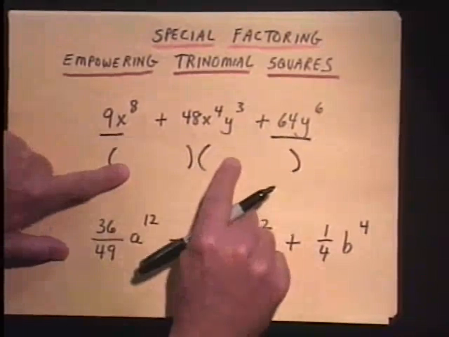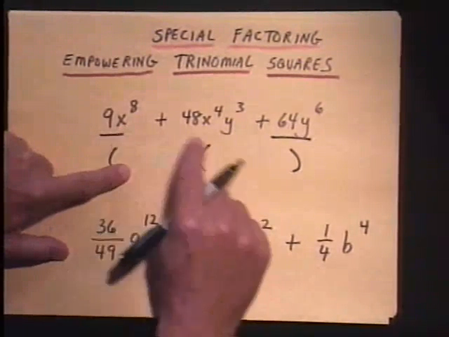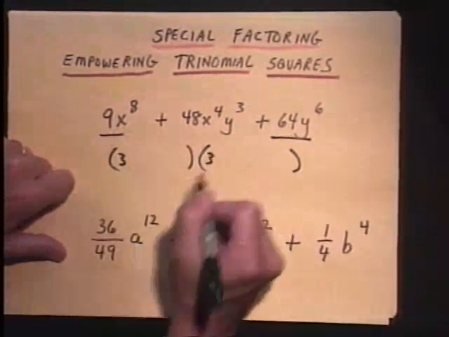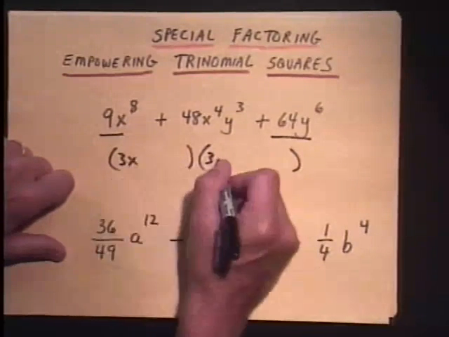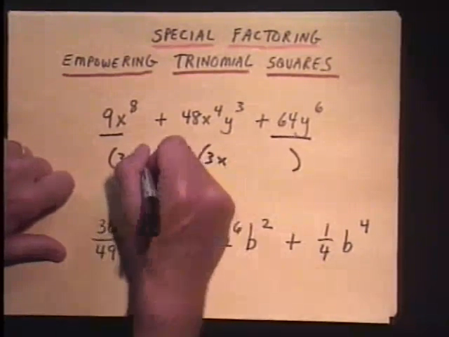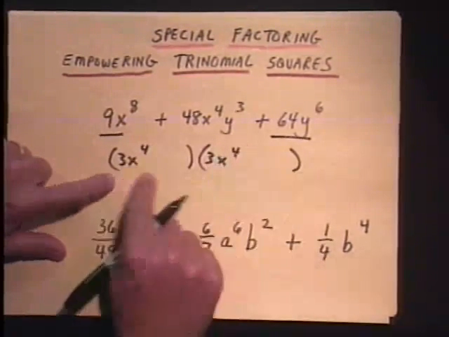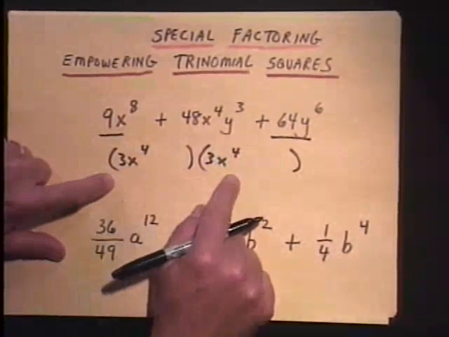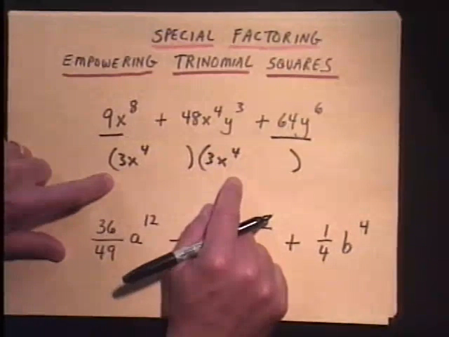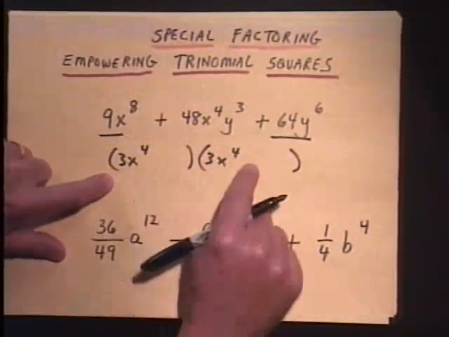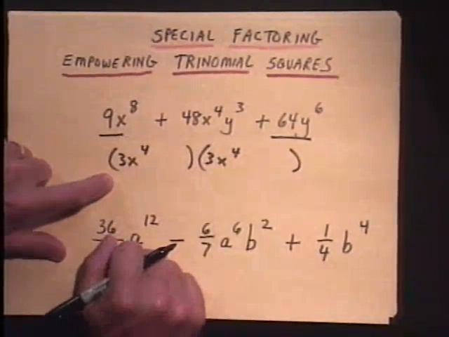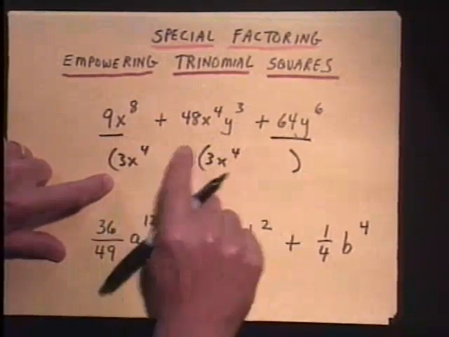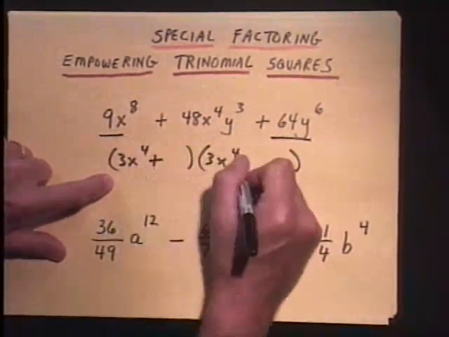What times what gives me the 9x to the 8th? Well, 3 to get the 9. X to the what power? 4th. Because whenever you multiply same bases, you add the powers. So the first two terms would be 3x to the 4th. Both signs pluses or both signs minuses in here? Well, it would have to be plus, plus here, plus, plus here.